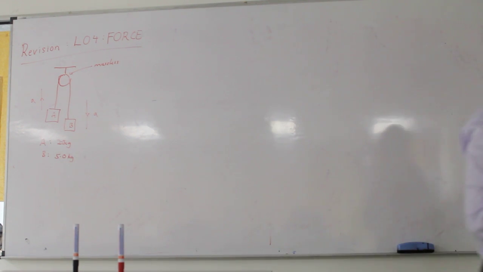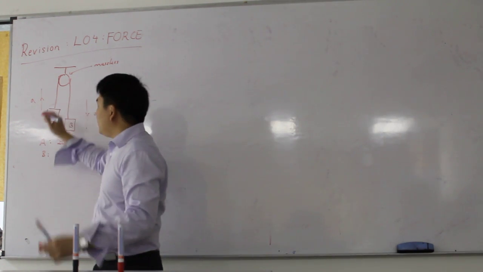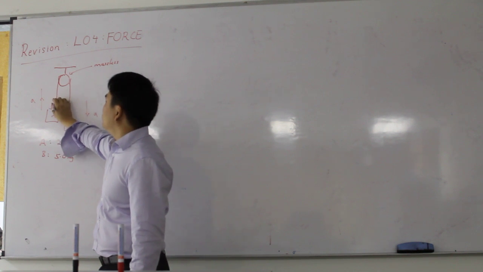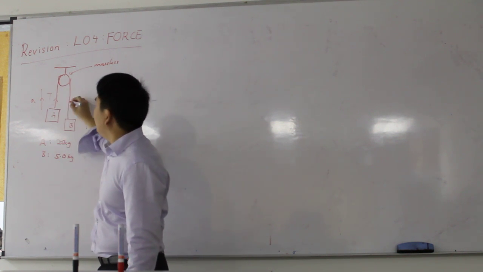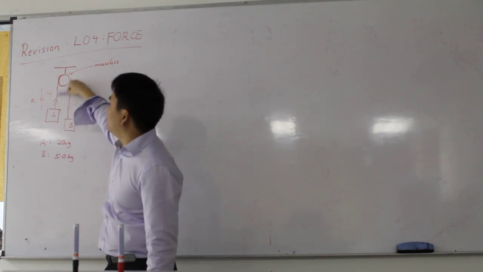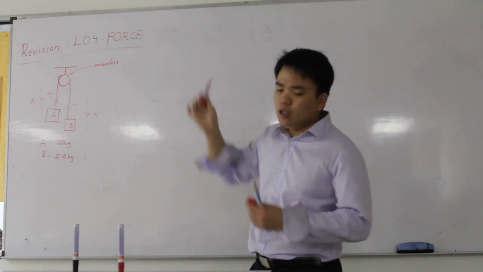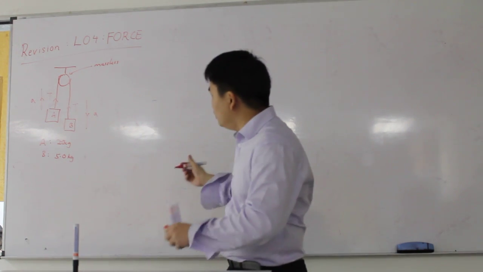So let's analyze. First, the string itself has a tension, and for this tension, we need to consider both parts. As a general rule, the tension is always away from the body. So there is a tension here, and there's a tension here. And it looks like these two tensions cancel each other because this is along the same string or same cable.